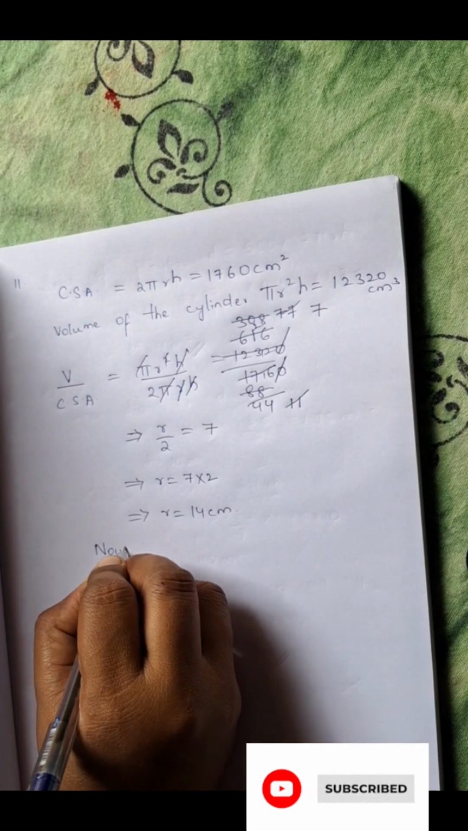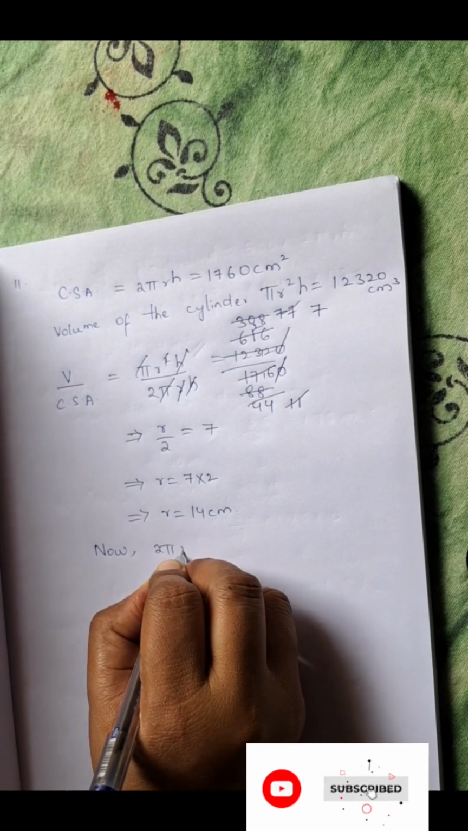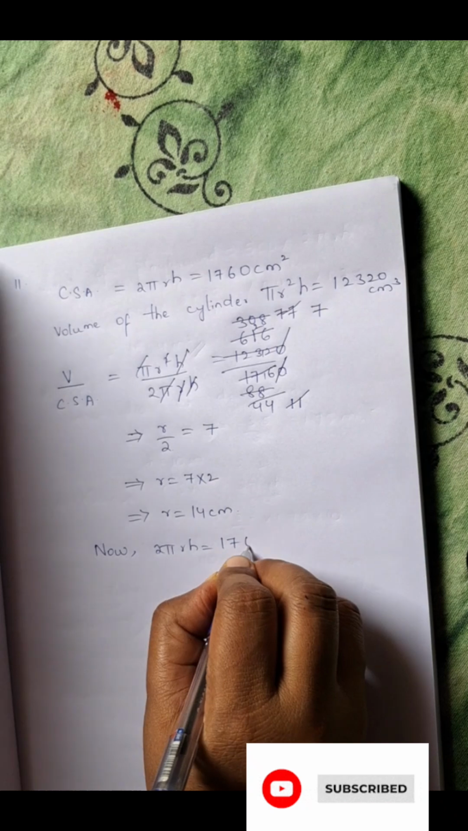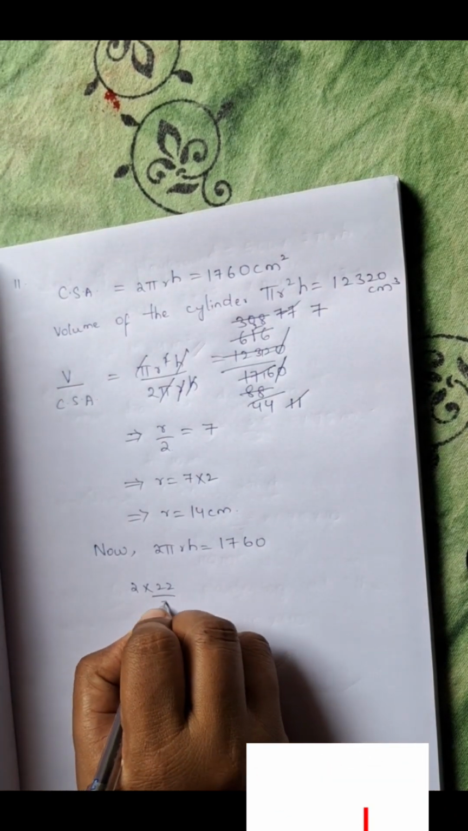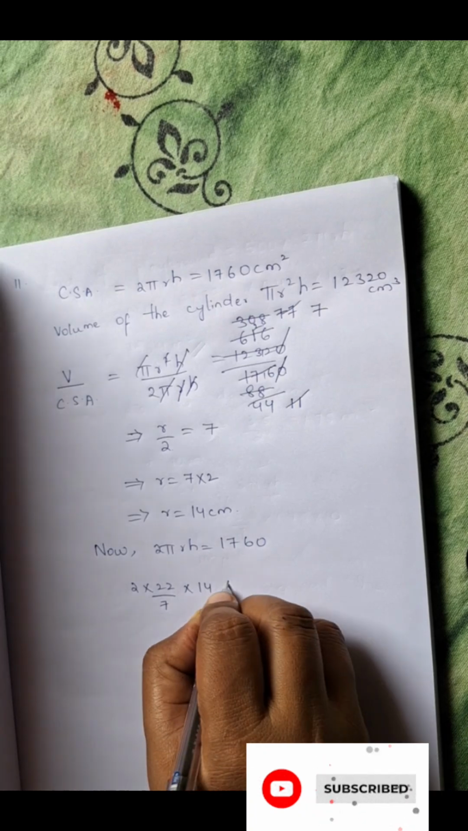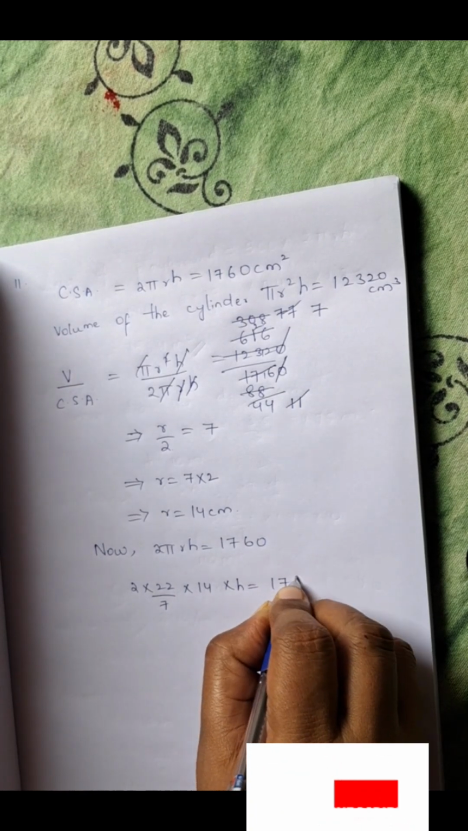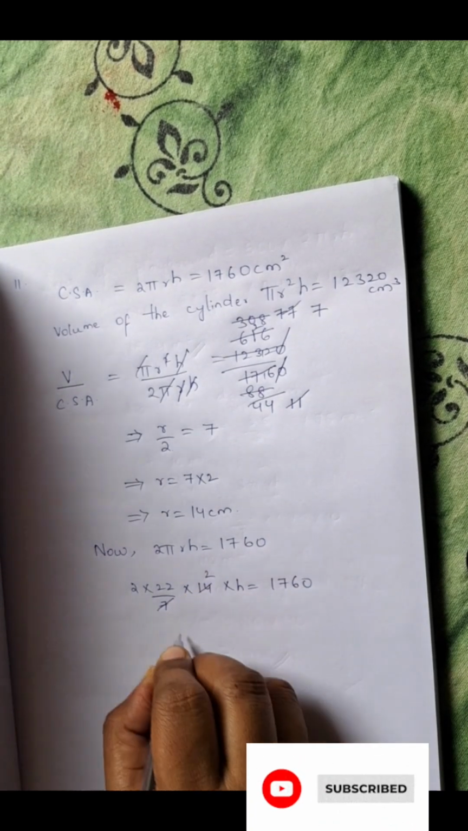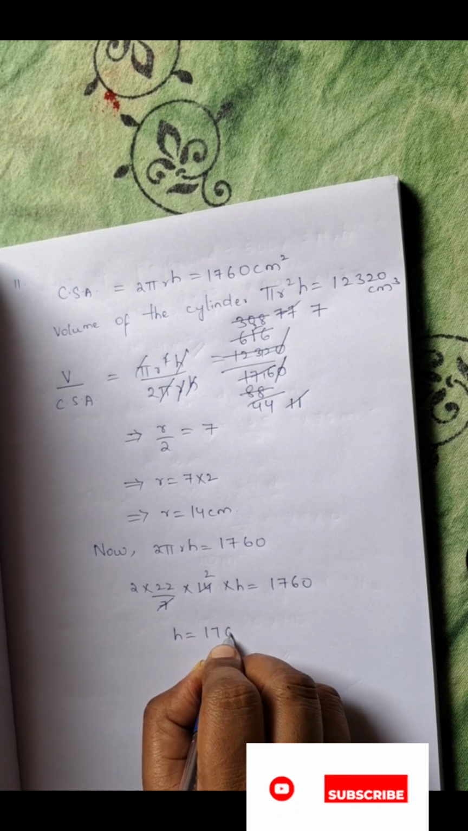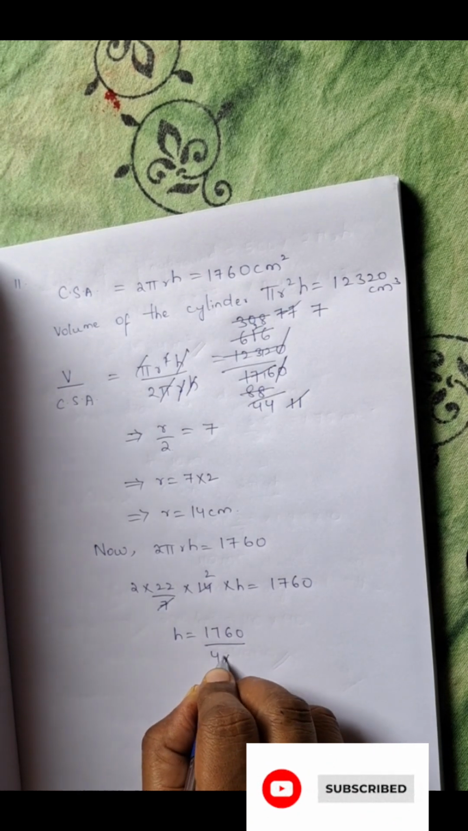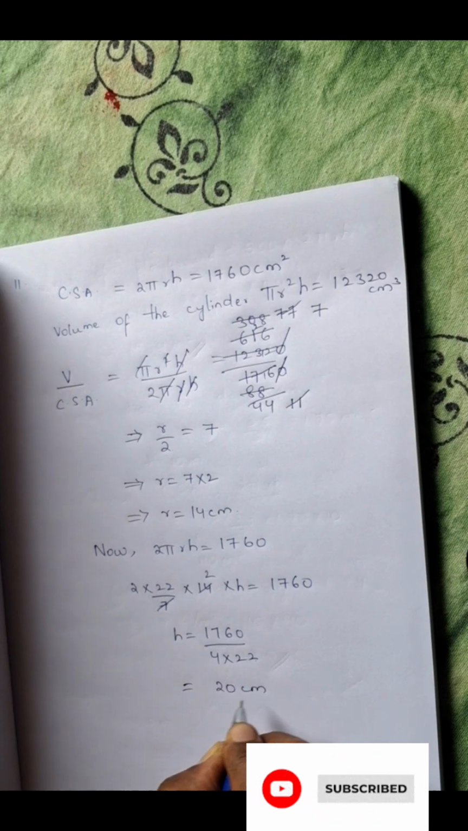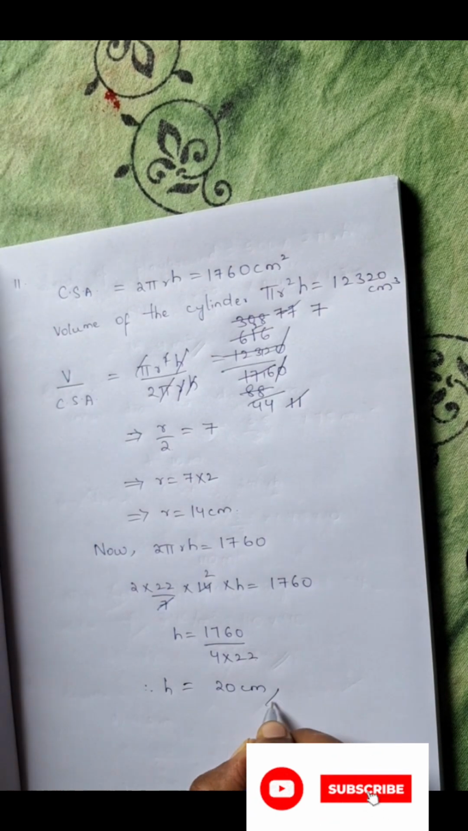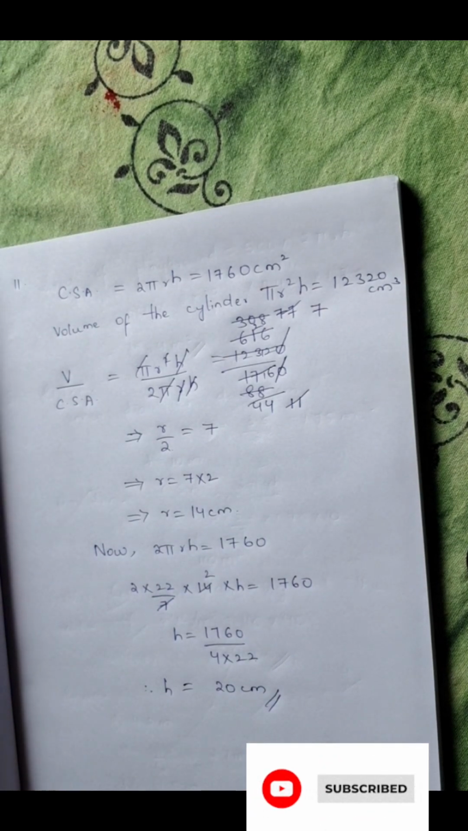Now, since they said that 2πrh is equal to 1760 and we need to find the height from this, 2 into 22 by 7, r we know is 14, into h is equal to 1760. 7 ones are 7, 7 twos are 14. h is equal to 1760 divided by 4 into 22. If we calculate all this, we'll get 20 centimeter. Therefore, the height of the cylinder is how much? 20 centimeter. By this, we have completed our exercise 10.2.